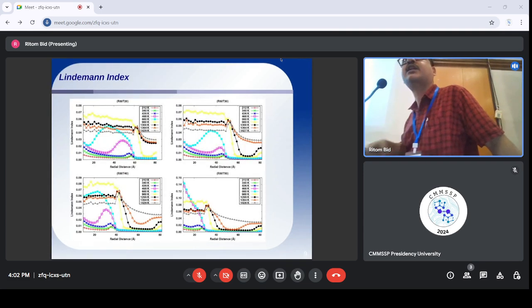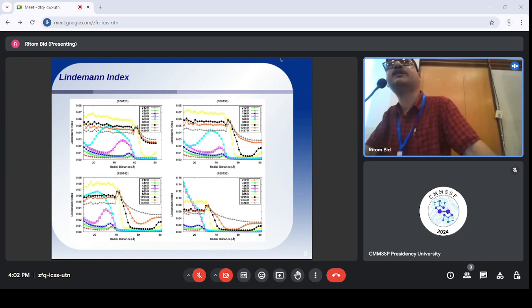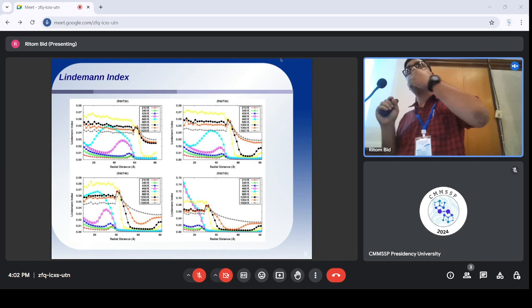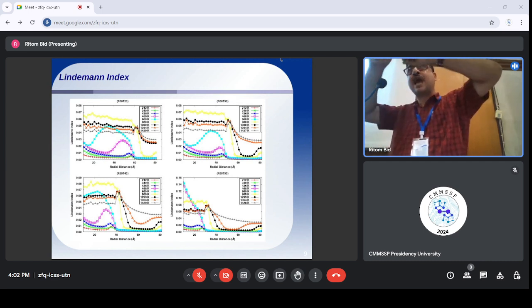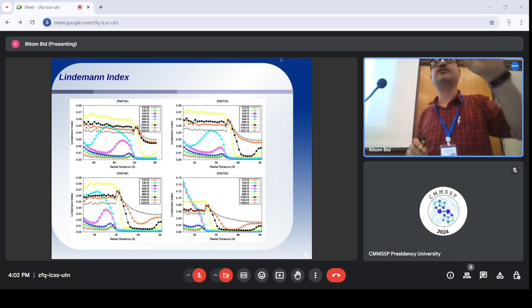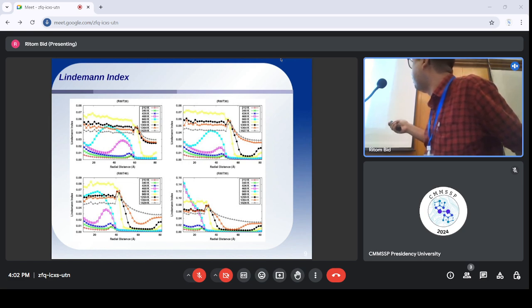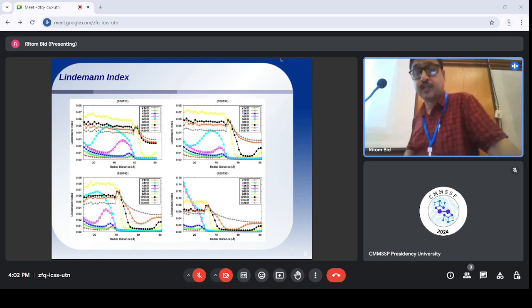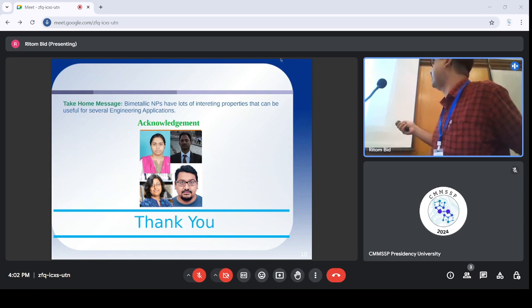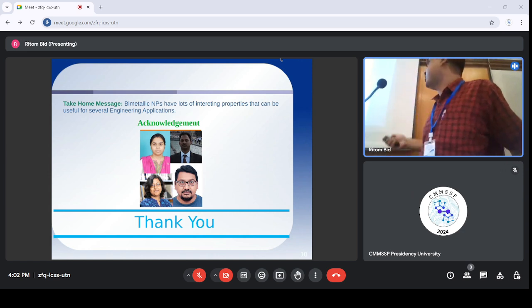This Lindemann index, again, is another method through which we calculate the melting temperature of this nanoparticle. Essentially, the physical meaning of the Lindemann index is how much fluctuation we have within the atoms. If it is more than 20% for a metallic system, then we say melting has happened. So with this, we again say that the melting begins or initiates at the interface of aluminum-nickel nanoparticles. The take-home message is basically that bimetallic nanoparticles have lots of interesting properties for engineering applications.